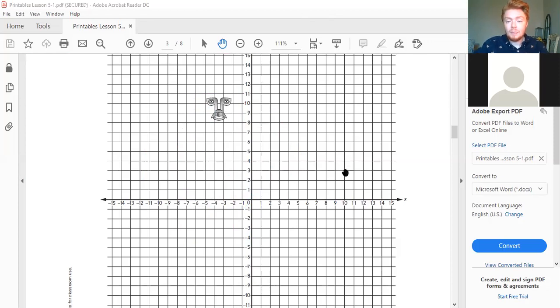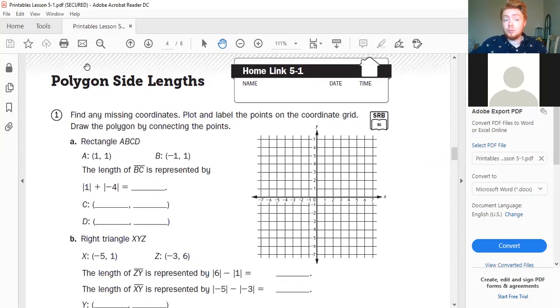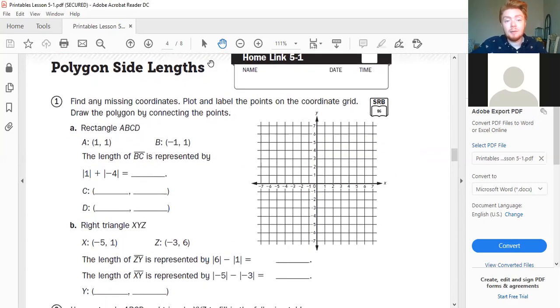So I'm gonna keep going. For this one, we're doing polygon side length. Let's just get started by simply graphing, which is something we already know how to do. We're just plotting the points on the grid and drawing the polygon by connecting them. Like I said, all this is plotting points, which we already know how to do, and then we're just connecting the dots.